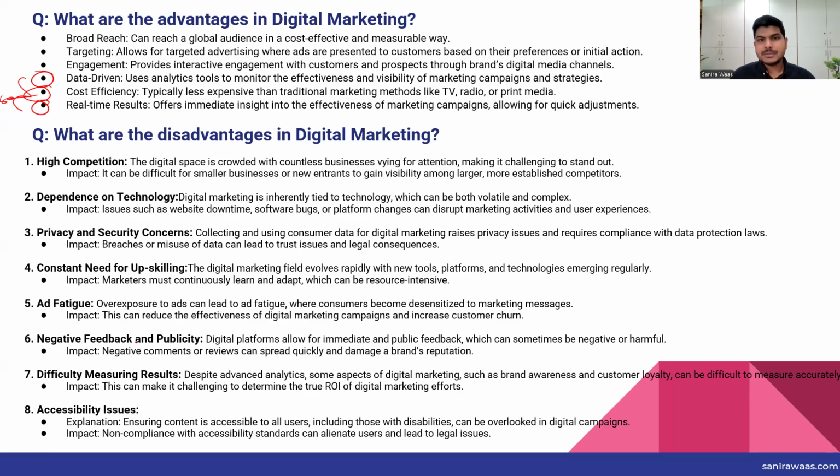Then negative feedback and publicity, which we can't control. People can put negative reviews on Google, and we can't control that. Then sometimes it's also difficult to measure results. Let's say you run an ad and some people might not really click the ad and come and buy. But as they have seen the ad, they might organically come and buy. So there's a little bit of mismatch, but it's not a very big deal.